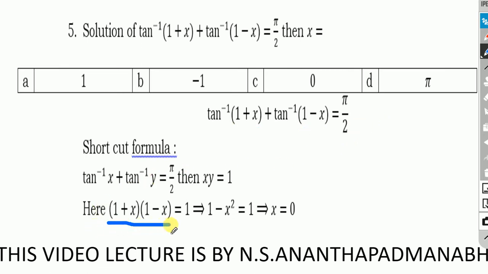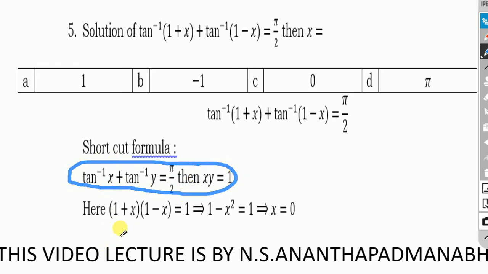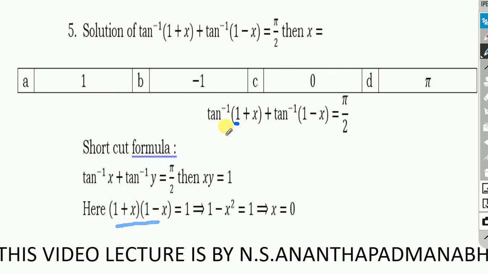Therefore (1 plus x)(1 minus x) must be equal to 1 as per this shortcut formula. So that is xy equal to 1, where x is 1 plus x and y is 1 minus x. You can compare here: in place of x I have 1 plus x, in place of y I have 1 minus x.